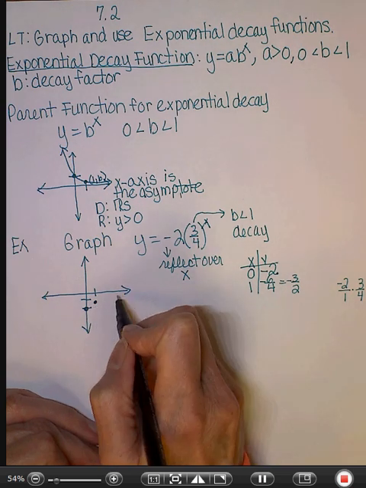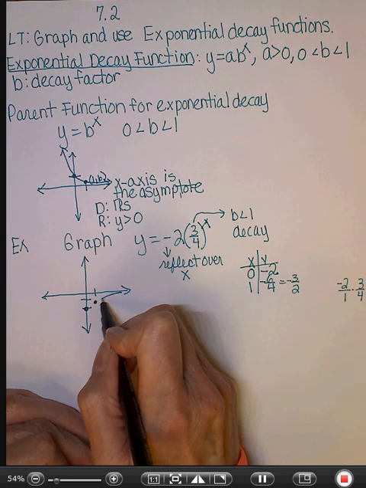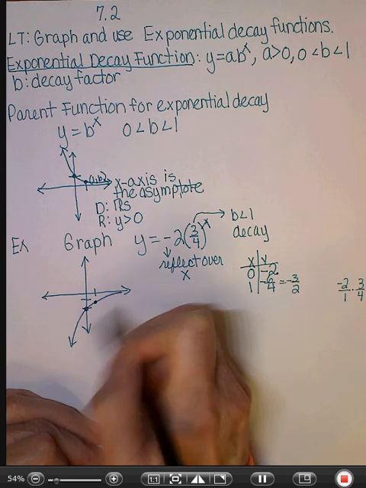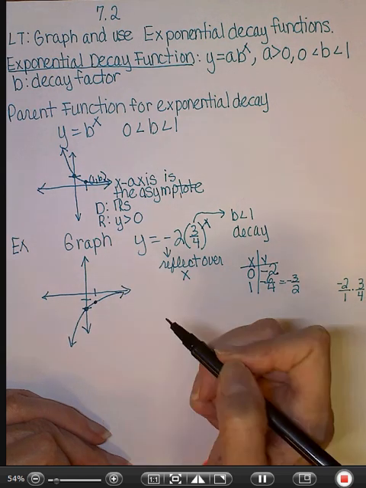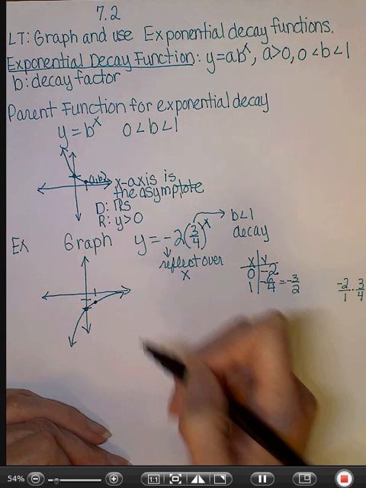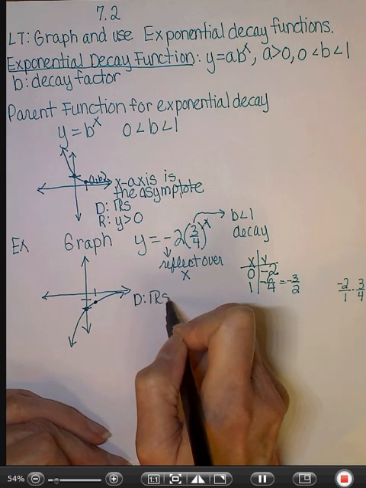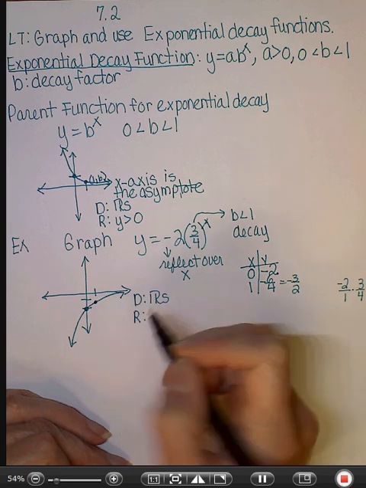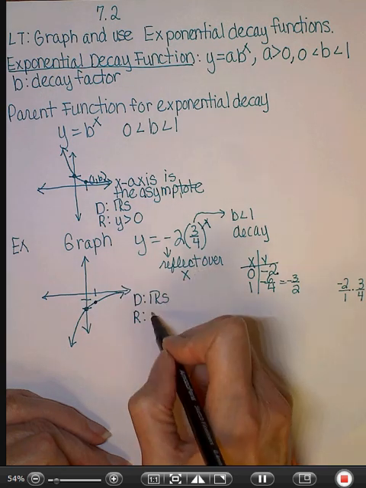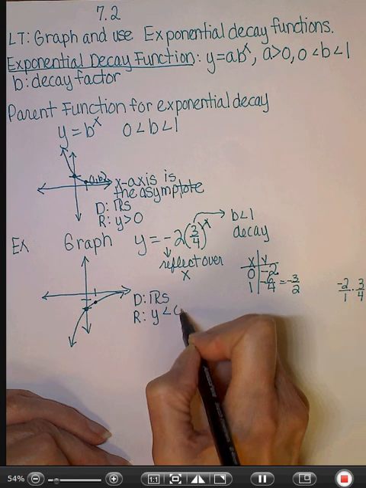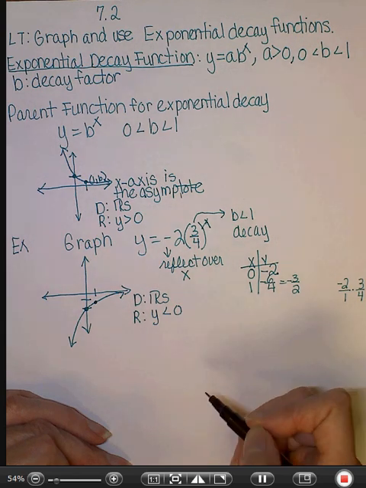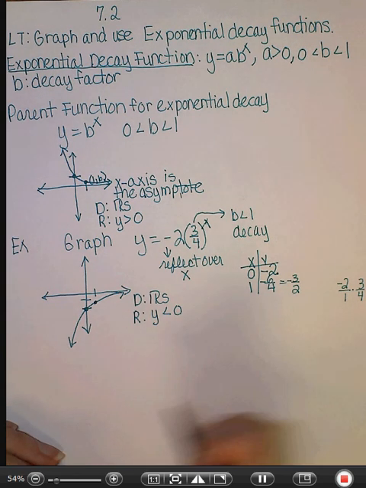Okay, so this is flipped over, and that's why the decay looks like this. And let's talk about, remember the domain is always all reals. But this time you'll notice that the y values are all less than 0. So y has to be less than 0 for the range. Alright, let's graph another one.